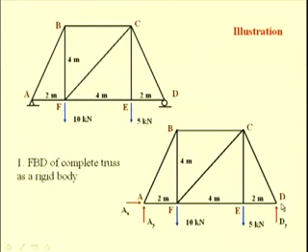Here you see the free body diagram of the complete truss. We have replaced the pin connection at A by the 2 reaction components Ax and Ay, and the roller has been replaced by a vertical component of the reaction force. The problem is statically determinate, and from the 3 equations we can determine the 3 unknowns, that is Ax, Ay and Dy.